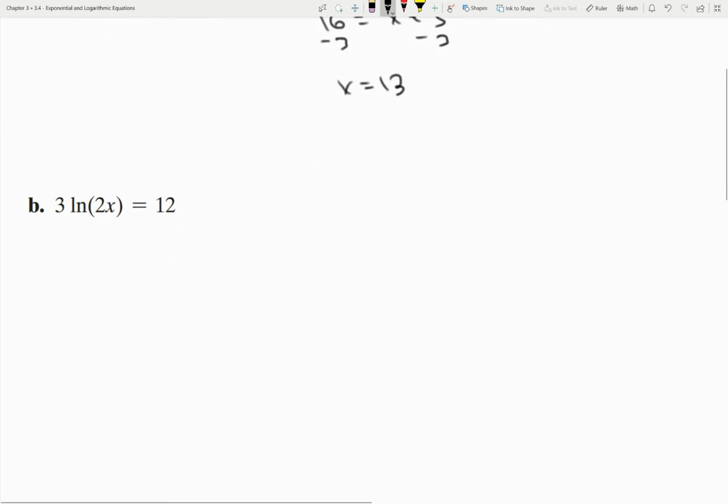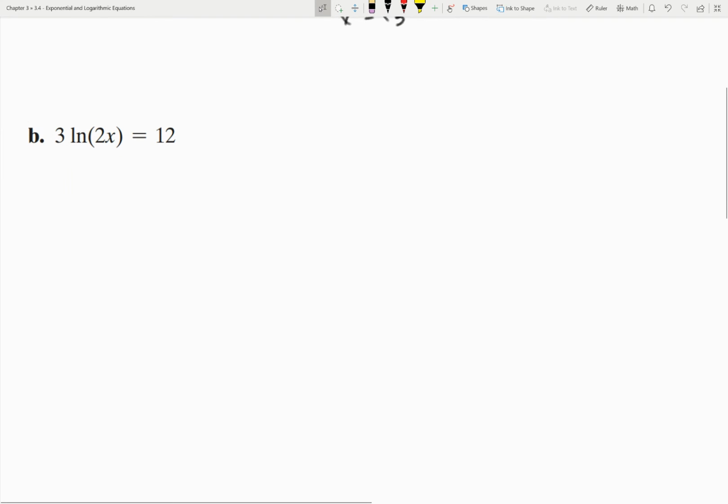Part B is not a logarithm equal to a number. It's a product. Get rid of the 3. Divide it out. Instead, you could put the 3 as the exponent, but that makes the problem more complicated. Divide it out. Remember, answers to logarithms are exponents.